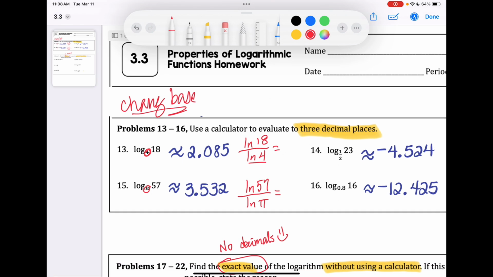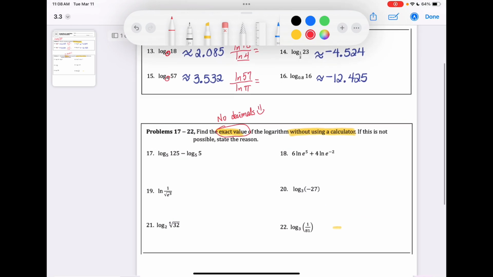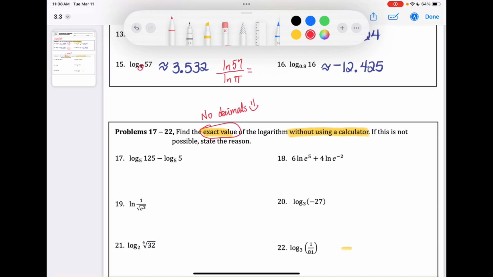Now, I do want to talk about what happens when we don't need to use the calculator. When we see the exact value, that means I don't want to see a decimal. So using the property of the log function is good enough. What you see is what you got. Now, all about the base, the same. So leave that alone. What we care about is the minus. By the log property, I know that minus means division. So the base is 5, but minus tells me that this will equal log base 5 of 125 divided by 5.